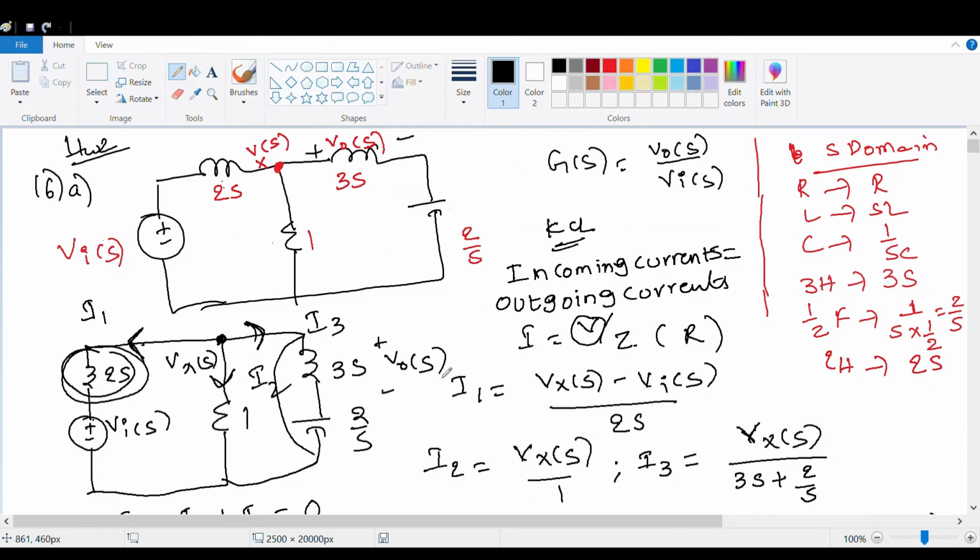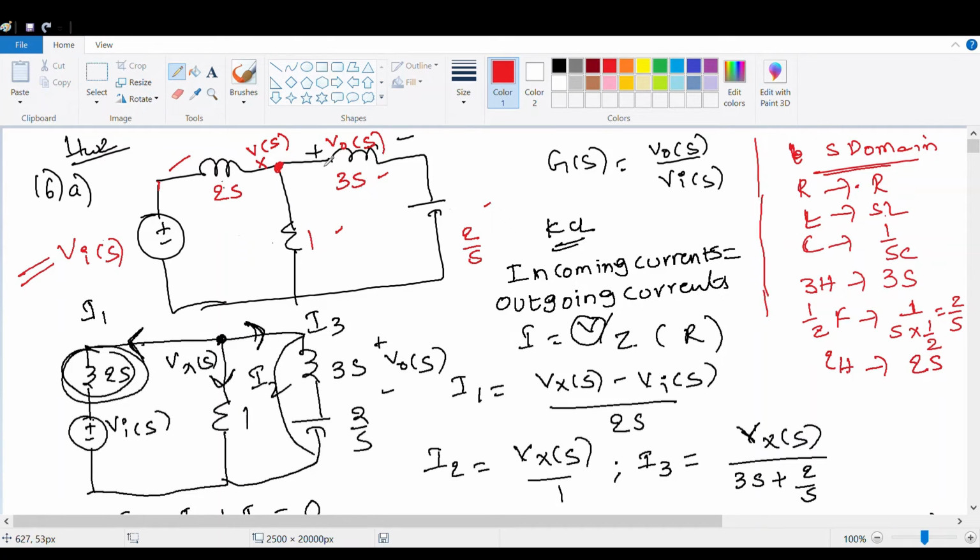Initially we have a circuit having Vi of t, 2 Henry, 1 ohm, 3 Henry and 1 by 2 farads. For this, first of all, I have converted the circuit into S domain. So for S domain, resistance becomes resistance, L becomes SL, C becomes 1 by SC. So 2 Henry becomes 2S, 3 Henry becomes 3S and 1 by 2 farads becomes 2 by S.